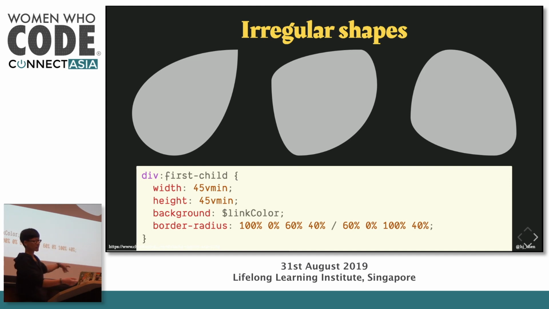In this first example, this teardrop shape, you can just make it using border radius. You don't need to do extra funny things. If you look, in this example the top left corner value for the horizontal is 100%, and the top left corner for the vertical is 60%. So 100%, 60%, and you follow the order. It looks complicated, but logically it does make sense.